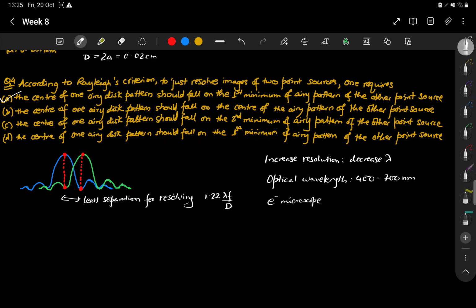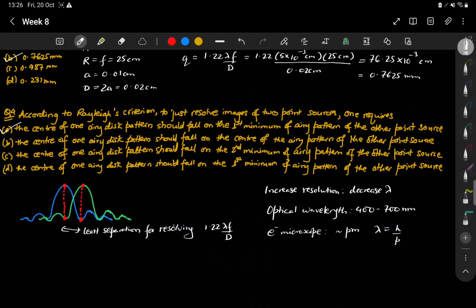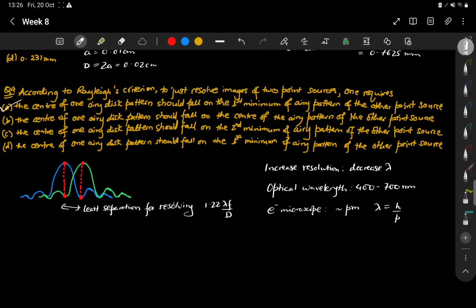Electrons have a wavelength of the order of picometers. How we get this is from the de Broglie wavelength, which is given like this: lambda equals h over p. P is the momentum, h is Planck's constant. So if we decrease the wavelength, then we increase our resolution. Great. Now we can proceed further.